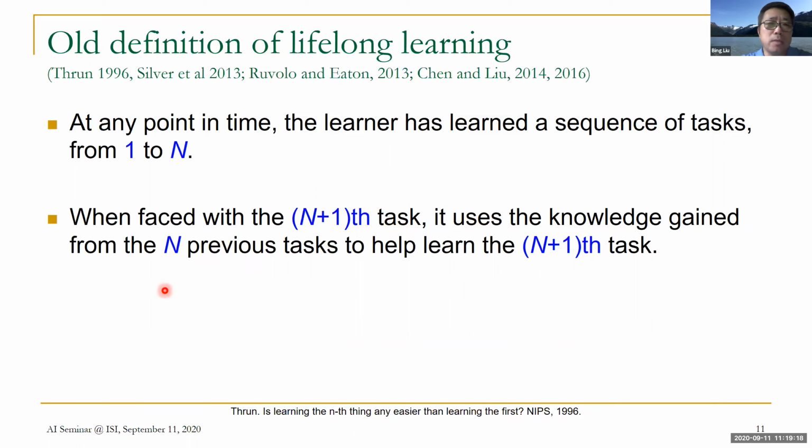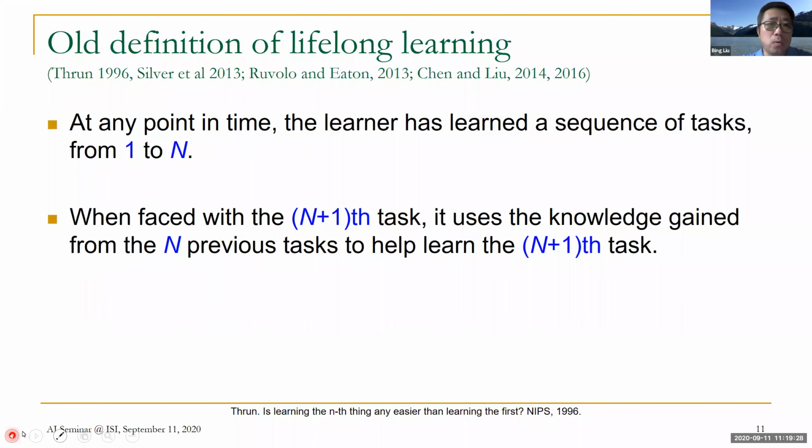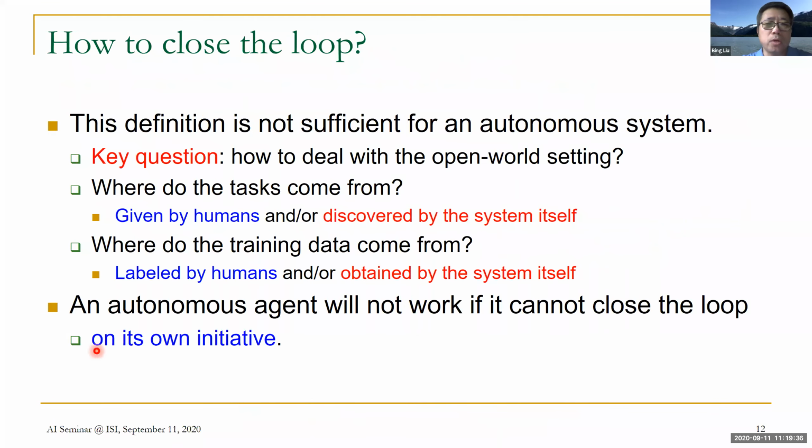And obviously this is not enough when we come to facing the real world, because we really need to close the loop. In this definition, we don't know where the tasks come from, and we don't know where the training data come from, okay? And also we don't talk so much about how you accumulate the knowledge. So that definition is not sufficient for an autonomous system. And the key question is, how do we deal with the open world settings, right?